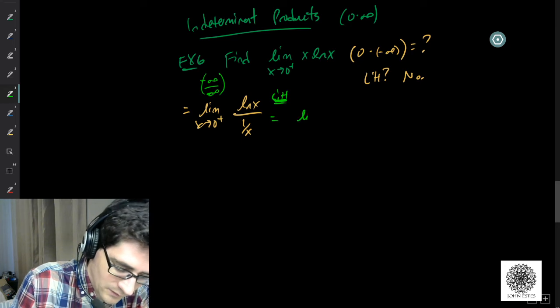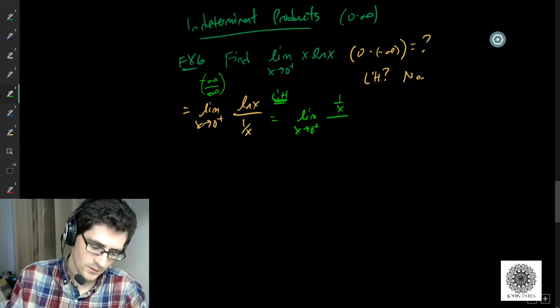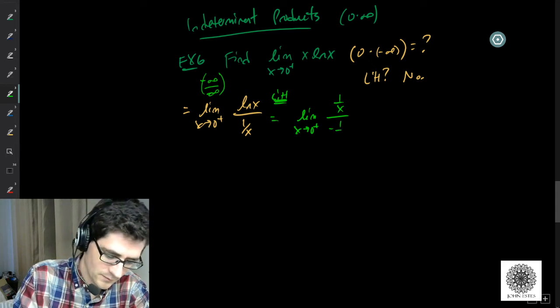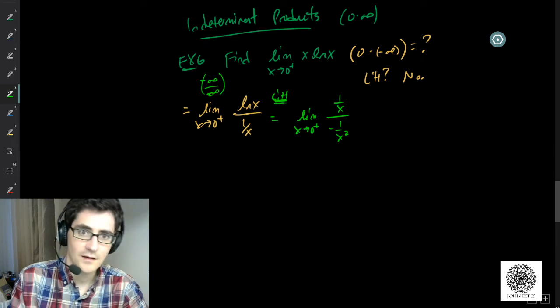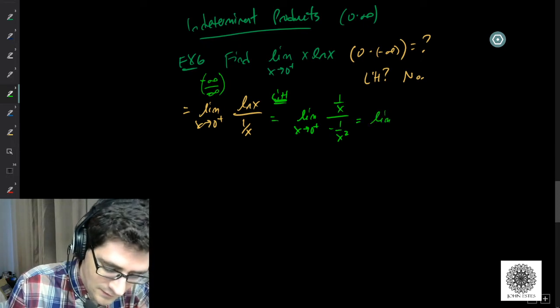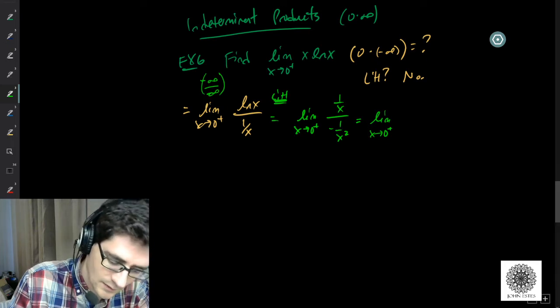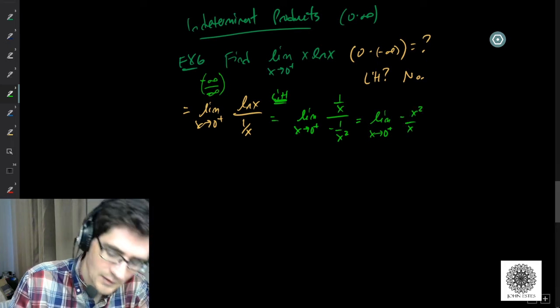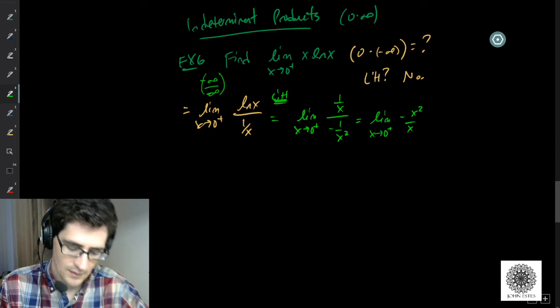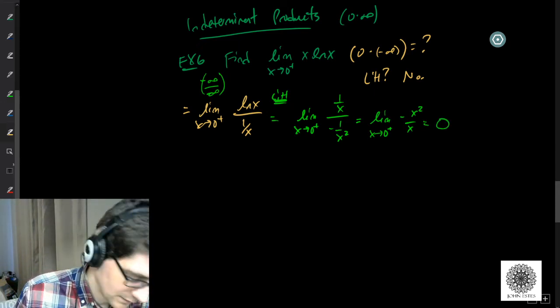I have the limit as x approaches 0 from the right of the derivative of ln x, which is 1 over x, over the derivative of 1 over x, which is negative 1 over x squared, right? Because 1 over x is the same as x to the negative 1 power. Now I can do some algebra on this. Dividing by a fraction is the same as multiplying by its reciprocal. We end up with negative x squared over x, which is just negative x. And so approaching 0, we just get the value 0.